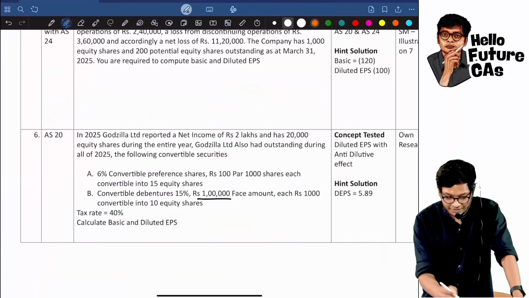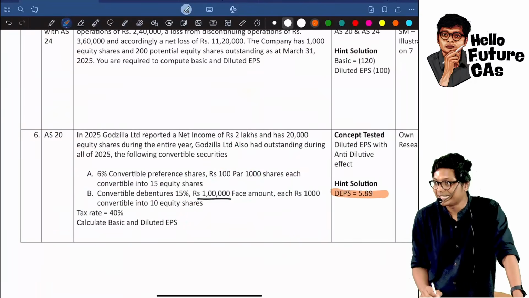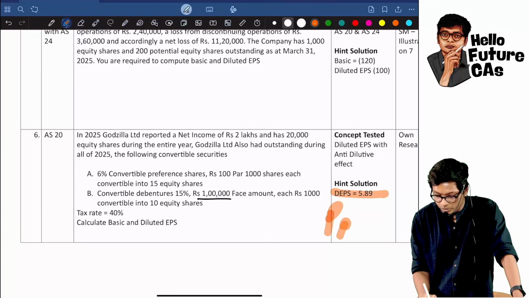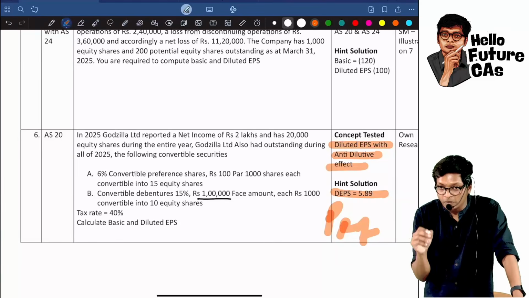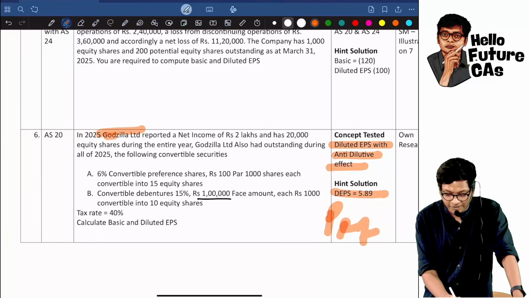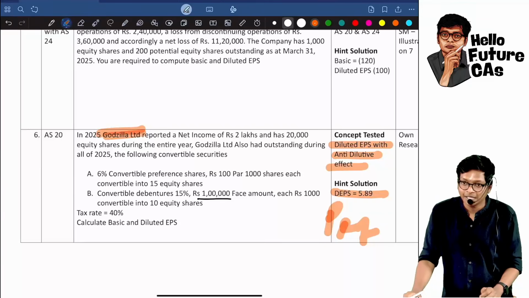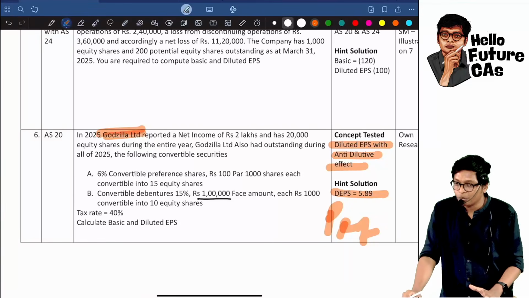That's why the answer over here also is 5.89, where you will add only preference shares, diluted EPS with anti-dilutive effect. Are you following, guys? That's why we have named it Godzilla sum. Are you understanding, guys?